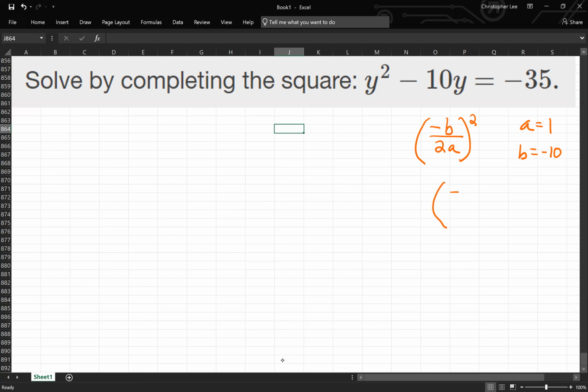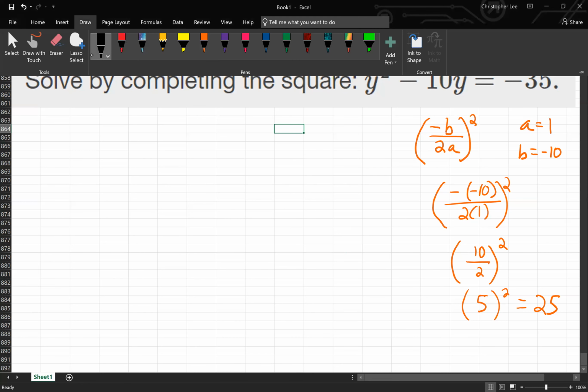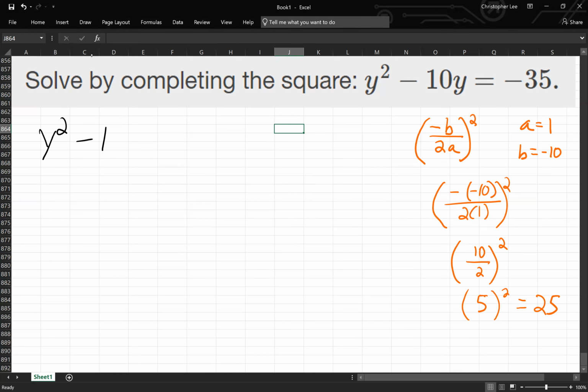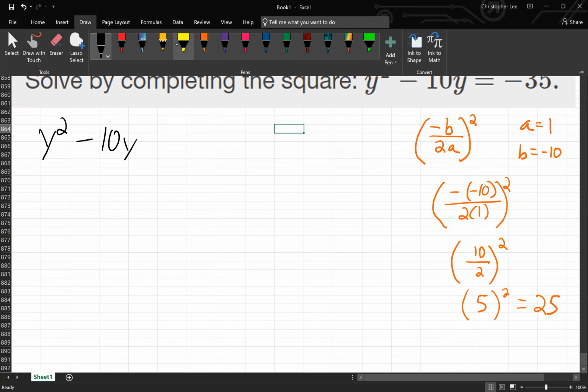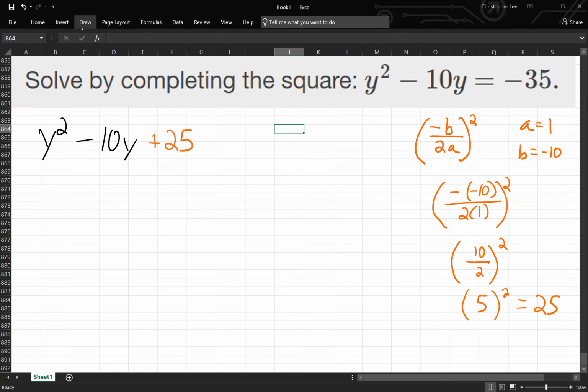Nothing crazy. So this is just gonna be negative of negative 10 divided by 2 times 1, and then we're just gonna square that. So what does that become? That becomes 10 over 2 squared, which becomes what? 5 squared, which is what? 25. So now what do I have? I have y squared minus 10y, plus 25 on both sides, is equal to negative 35.